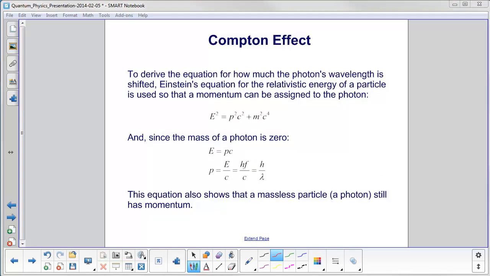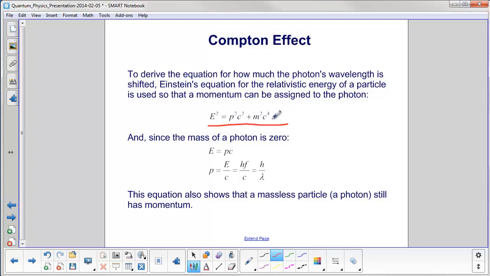In deriving the equation for how much the photon's wavelength is shifted, and remember we're dealing with the photon as a particle now, you have to use Einstein's equation for the relativistic energy of a particle. Now, we haven't covered that yet, but let's just take that as truth because it is. The energy squared of a particle equals its momentum squared times the speed of light squared plus its mass squared times the speed of light to the fourth. Now, the mass of a photon is zero.